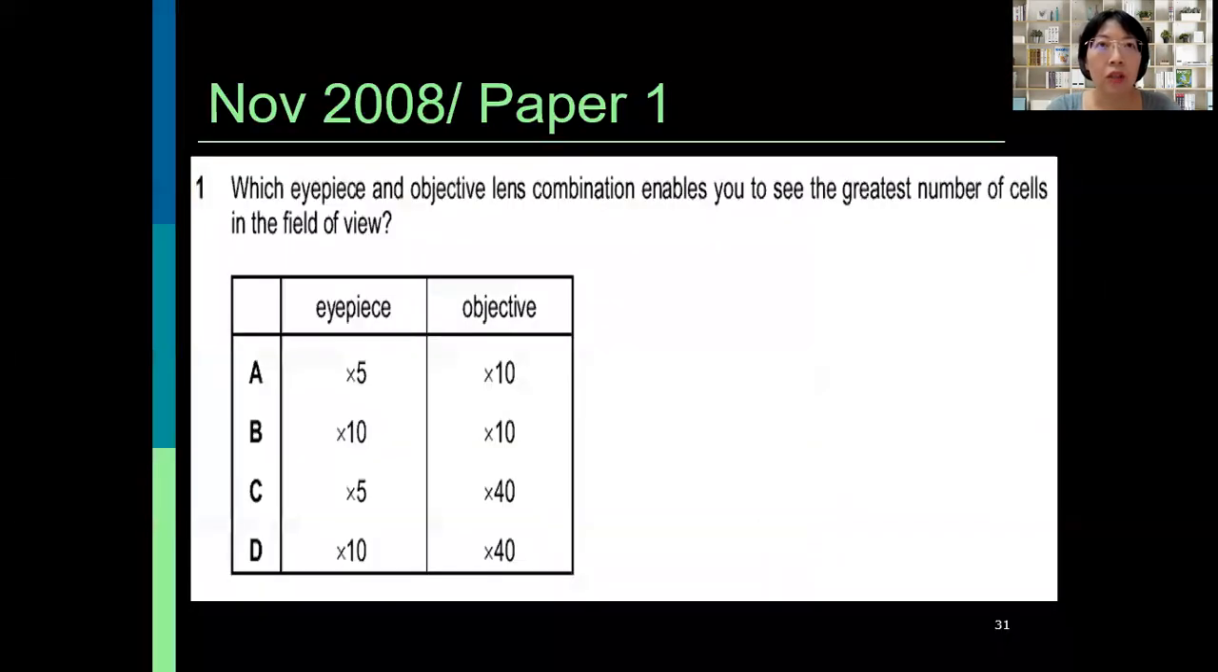Okay, so the passive question I will not discuss today. I will discuss it some other day, can or not.